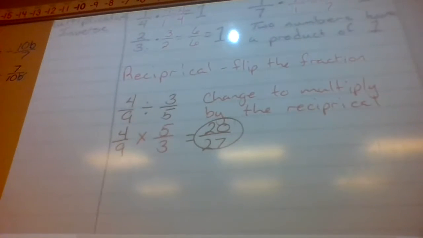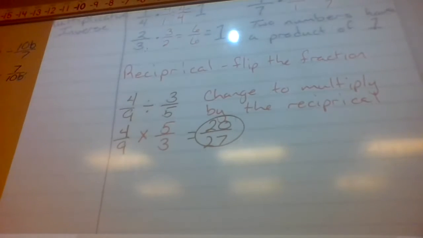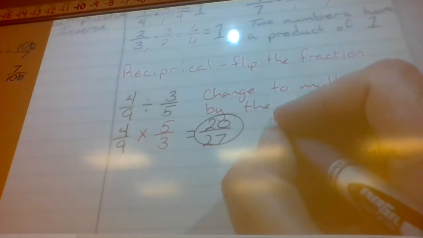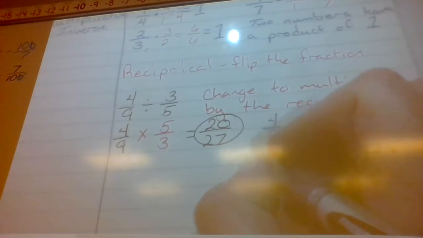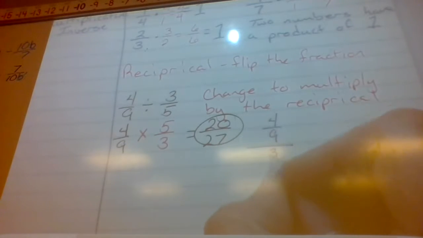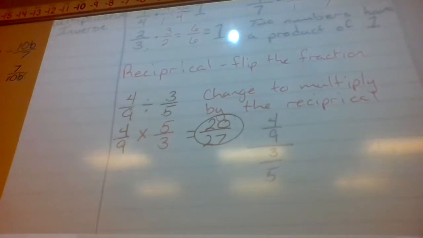The reason is, I'm going to show you a completely different way of solving this problem. It even looks different when we set it up. It is called a complex fraction. We have 4/9 over 3/5. Can you tell why it's called a complex fraction?